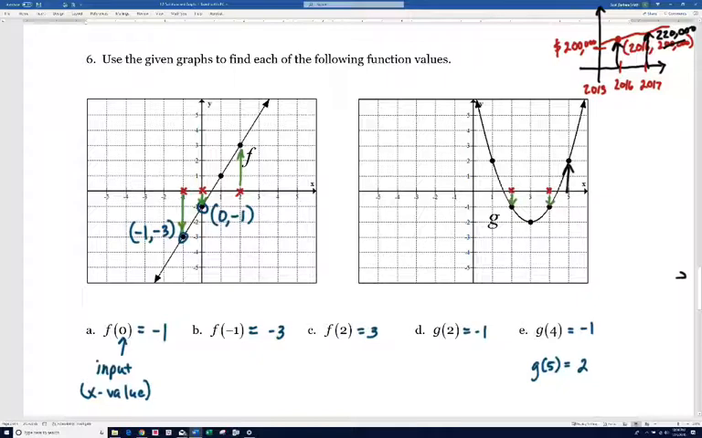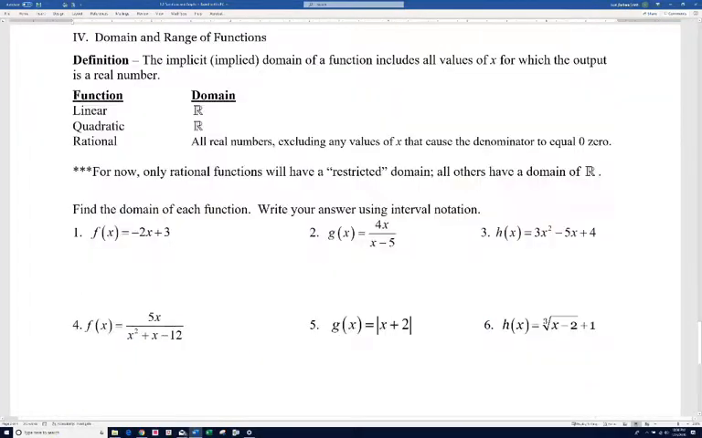And so that's how you can read a graph, and that's an important skill when we're doing college algebra. You should be able to read a graph this way. And we'll be doing a lot of other types of reading of graphs. All right, let's move on.